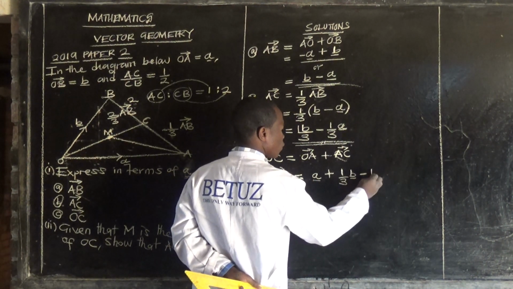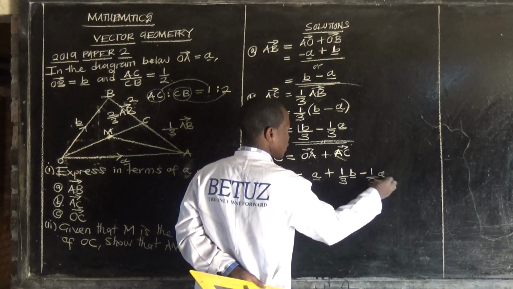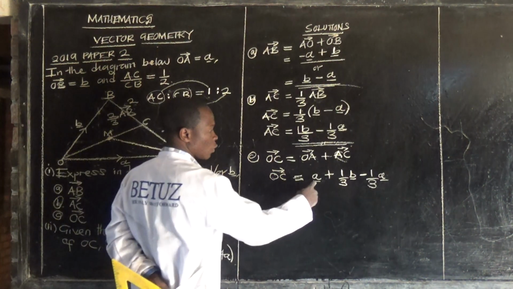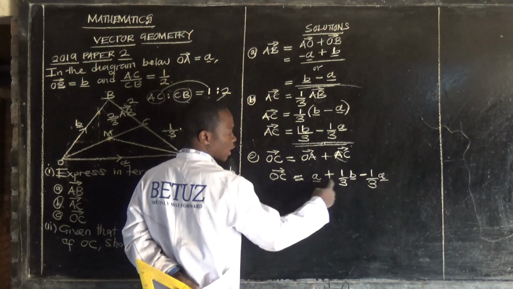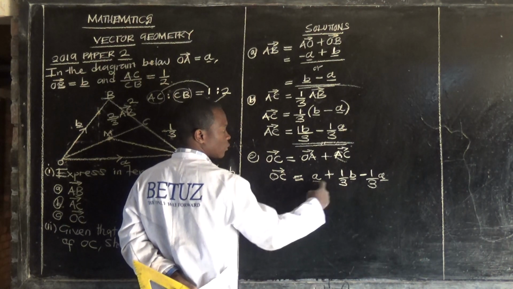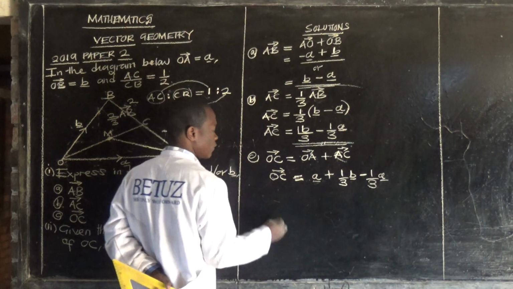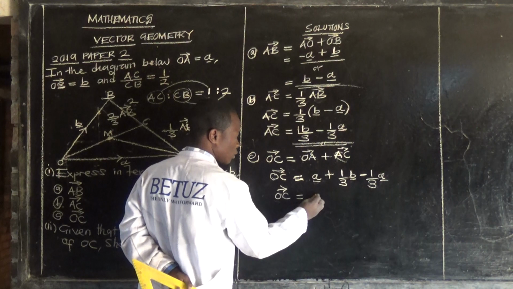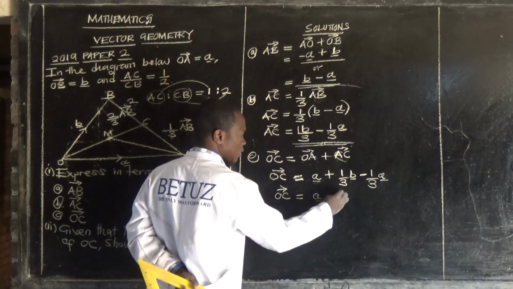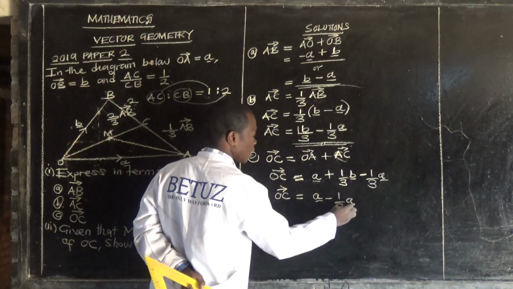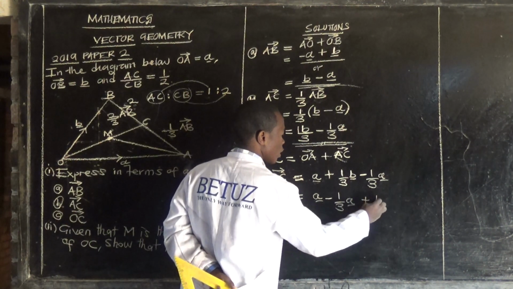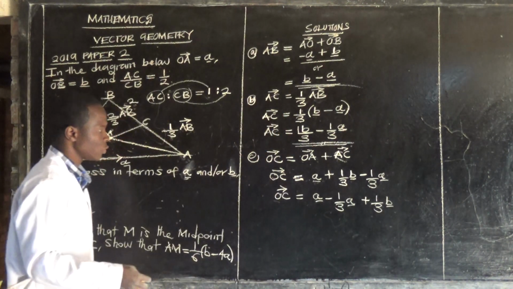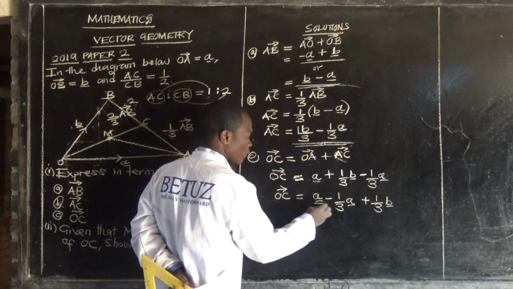Minus 1 over 3 vector A. Are we together? So at this level, what are we going to do? We are going to group the like terms, right? These are like terms. These are not like terms. So this A is a like term to this 1 over 3 A, which is negative. So OC is equal to A minus 1 over 3 vector A, plus 1 over 3 vector B. At this level, we can say A over 1.